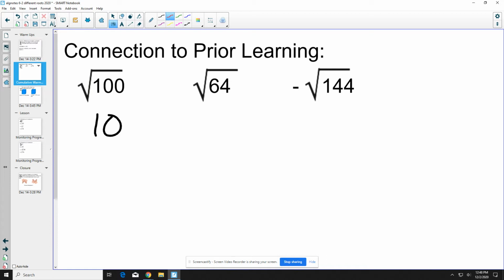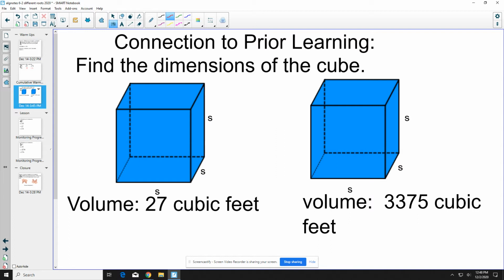What's the square root of 64? 8. On the last one, since there's a negative sign in front, your answer is going to be negative. You're going to take the square root of 144, which is 12. Good. All right. So you've probably seen questions like this on Evaluate.